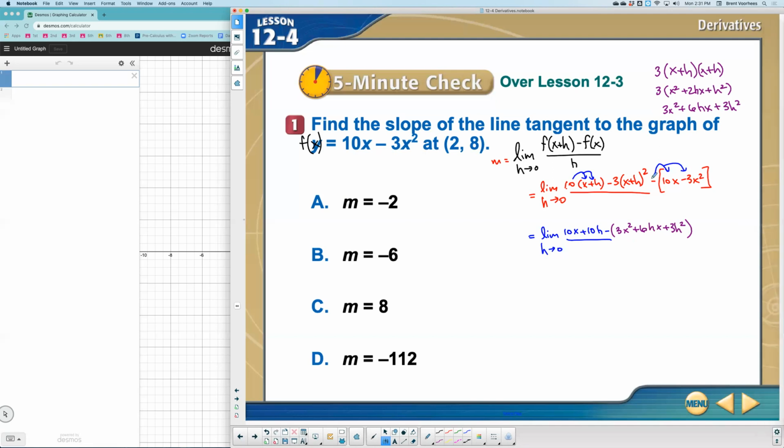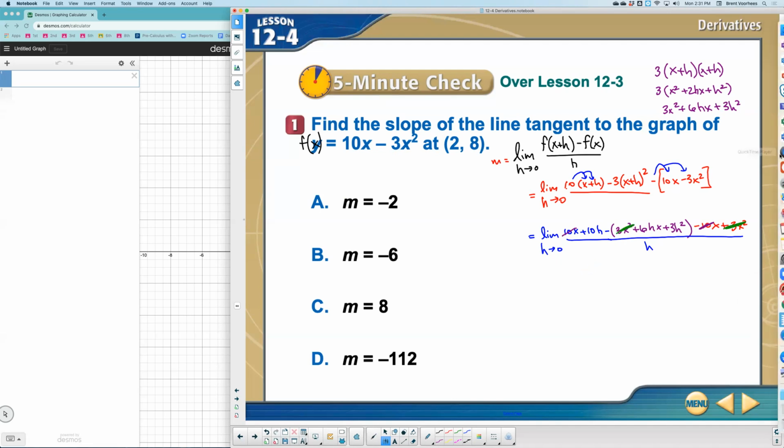Finally, I'm going to distribute this portion through. I'll have a minus 10x plus a 3x squared, and all of this would be divided by h. And so I go to simplify. I see I have a positive 10x here and a negative 10x. Those simplify with one another. Let's see here, a minus 3x squared and a positive 3x squared here.